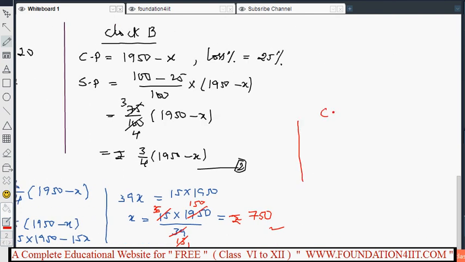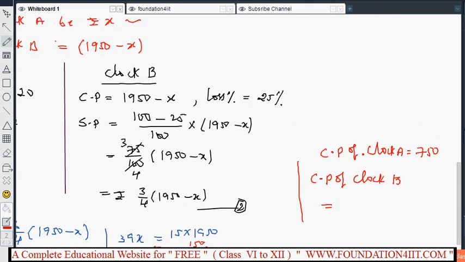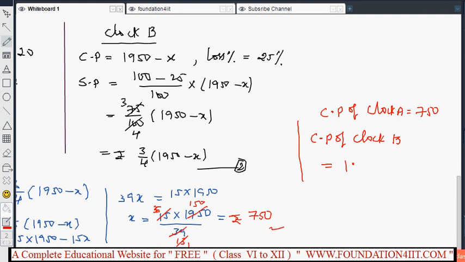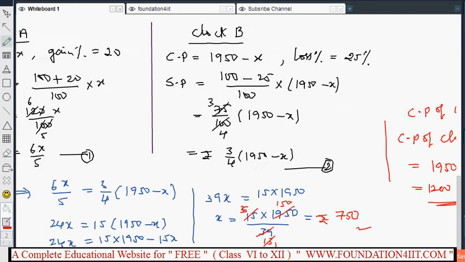So finally, the cost price of clock A is $750 and the cost price of clock B is 1950 minus x. X is nothing but 750. So 1950 minus 750 is 1200. Okay, so 1200 rupees is the cost price of clock B and the cost price of clock A is 750. Yes, so this is the way you can solve.